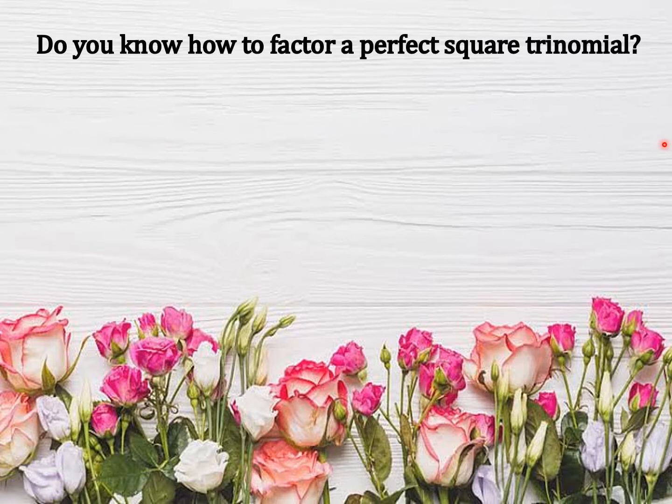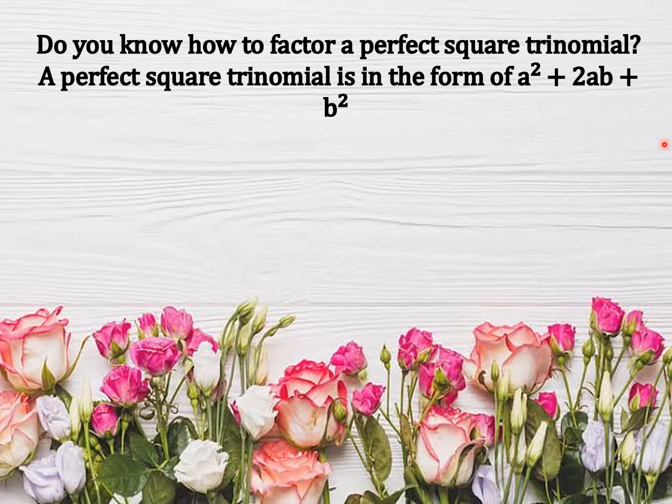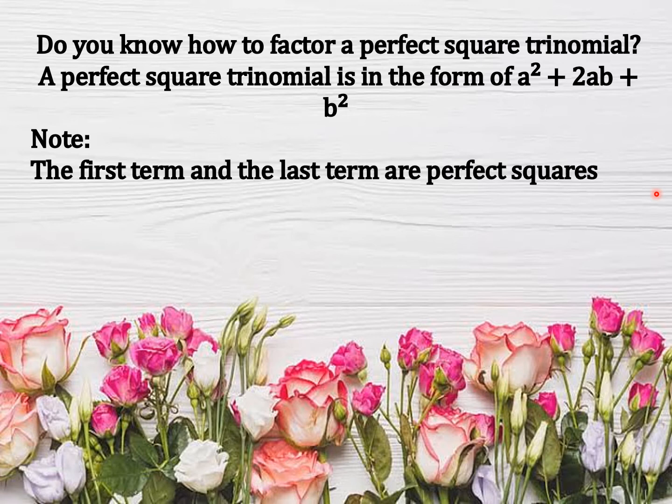Do you know how to factor a perfect square trinomial? A perfect square trinomial is in the form of a squared plus 2ab plus b squared. So from the word trinomial, we have three terms: a squared, 2ab, and then b squared. Take note, the first term and the last term are perfect squares.